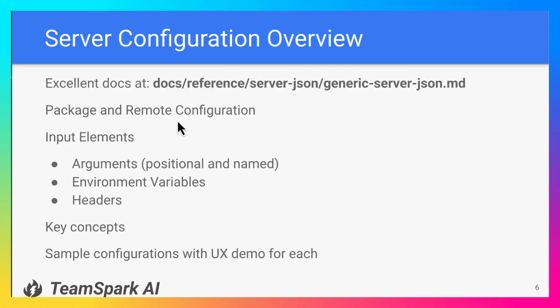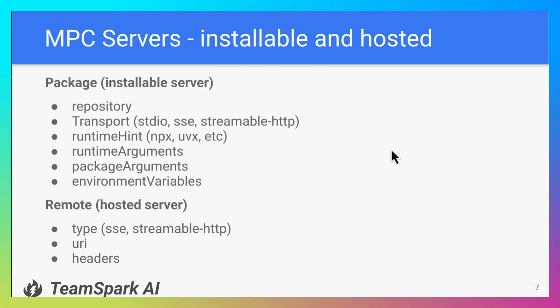So we'll talk about package and remote configurations. All of those configurations are driven by this thing called an input element. Those are arguments, which can be positional or named, environment variables, and headers. And we'll talk about the key concepts, and I'll give you a quick example in JSON and in the user experience of each of the key concepts, which should go pretty quick.